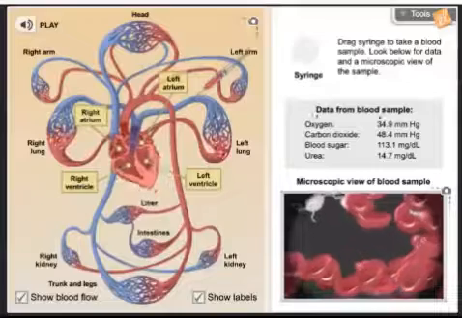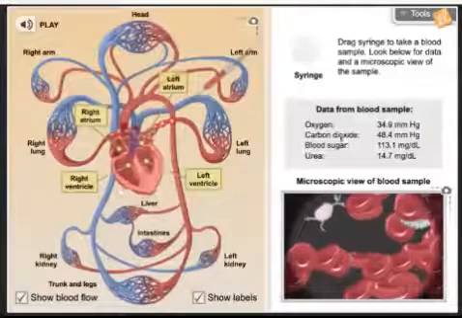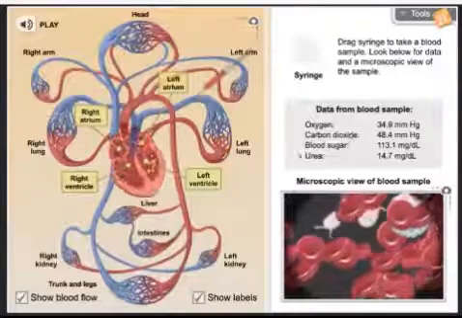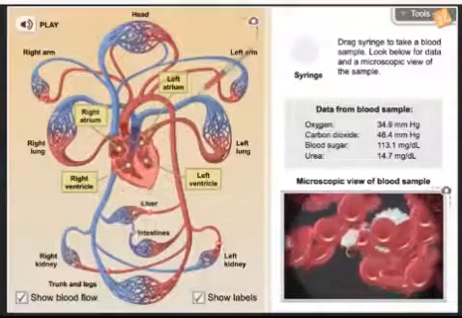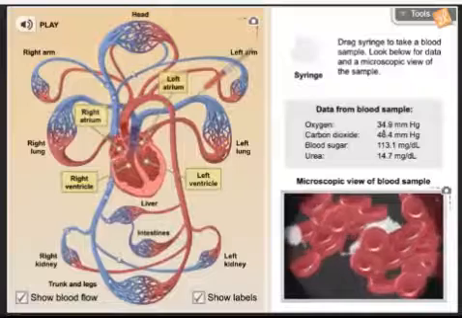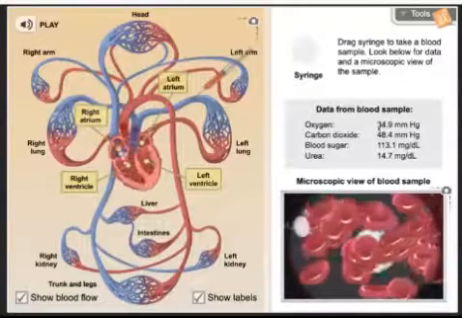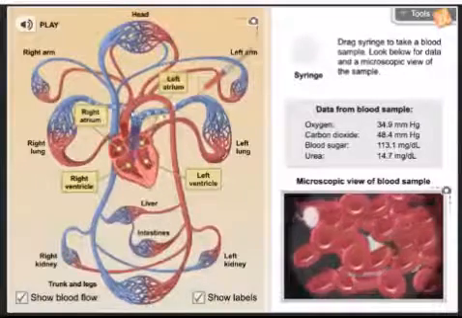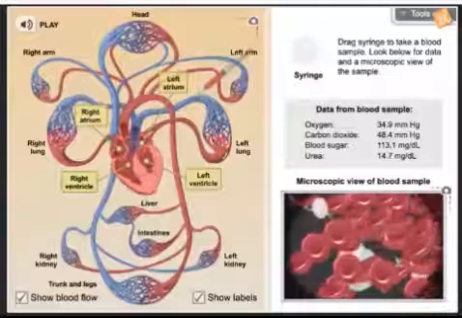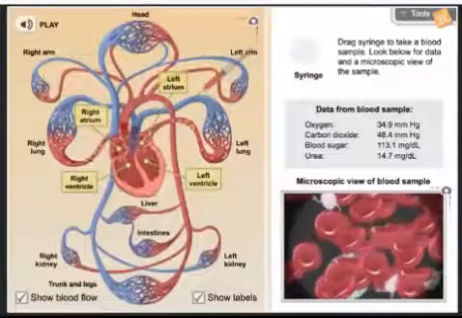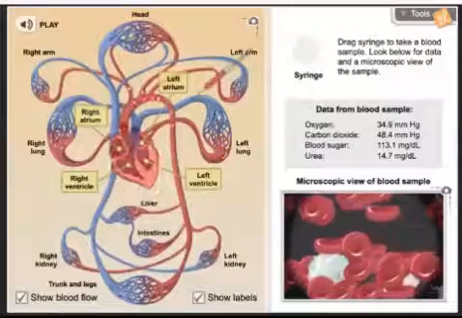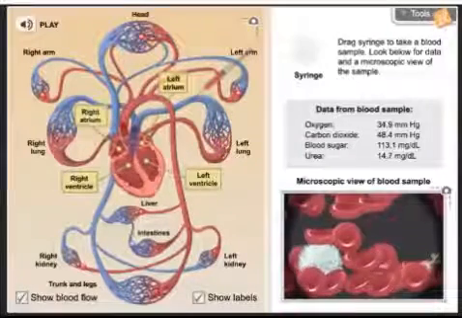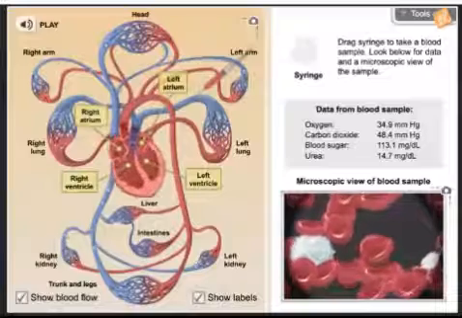And you can see that the data from this blood sample, we have oxygen and carbon dioxide. Don't worry about the blood sugar and the urea. I don't want you to worry about that for now. I'm just looking at the amounts here. Okay. Now, if you remember your labeling of your heart diagram, you should be able to remember that this is a pulmonary artery going away from the heart, and it's taking samples of deoxygenated blood.